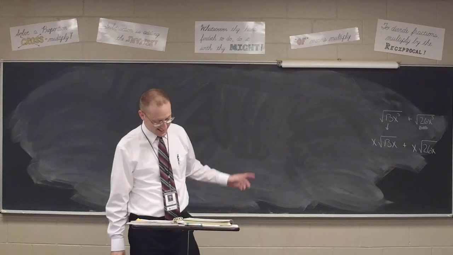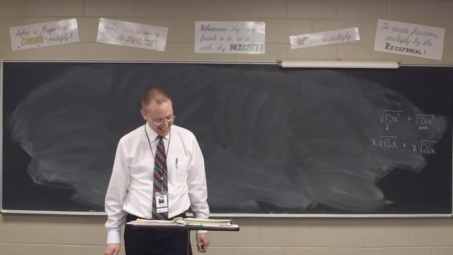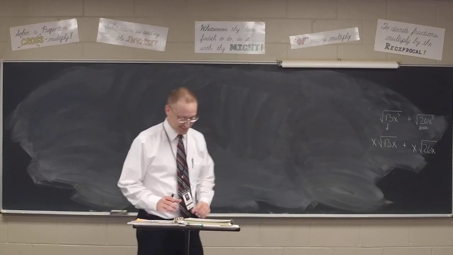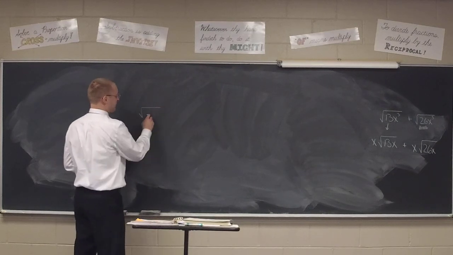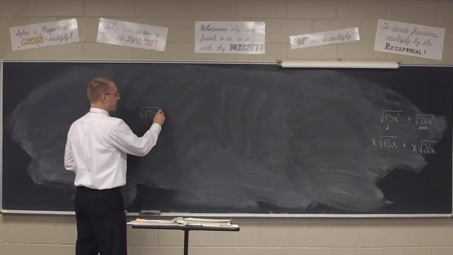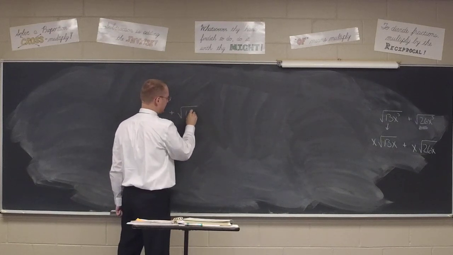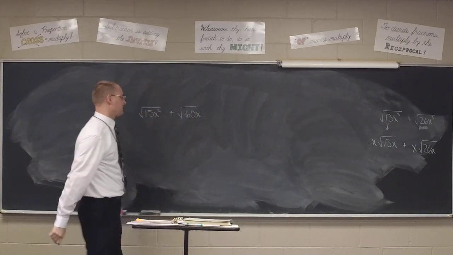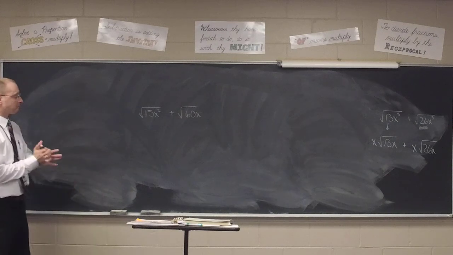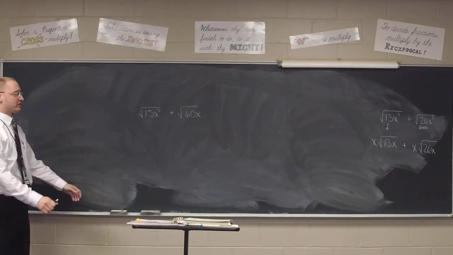All right, questions? Questions on this? All right, number 21. We got the square root of 15x squared plus the square root of 60x. And let's see here. Lana, let's start with you this time.